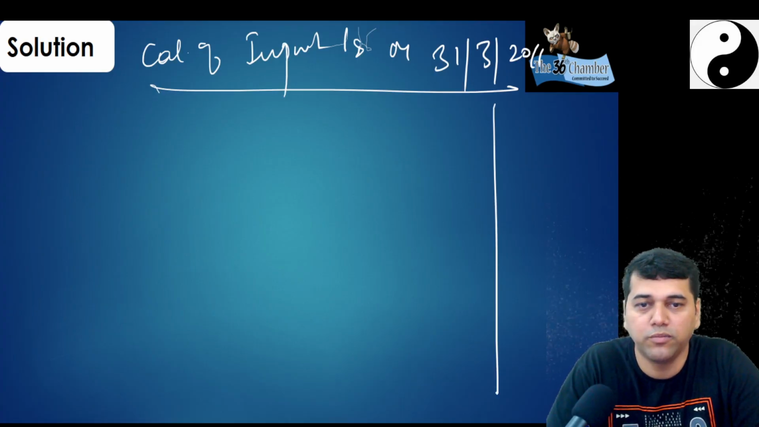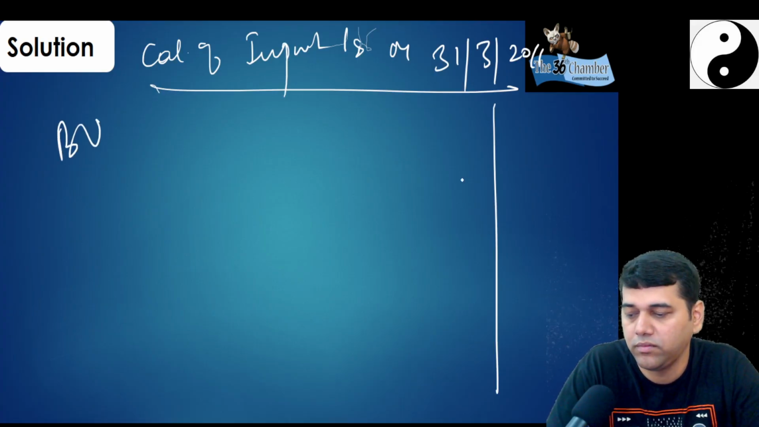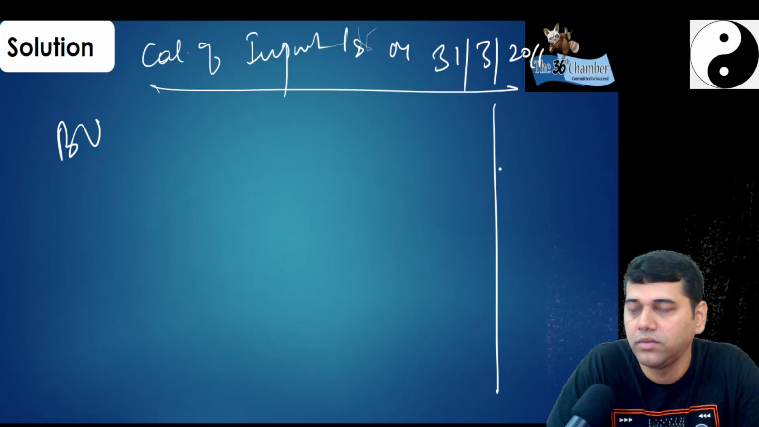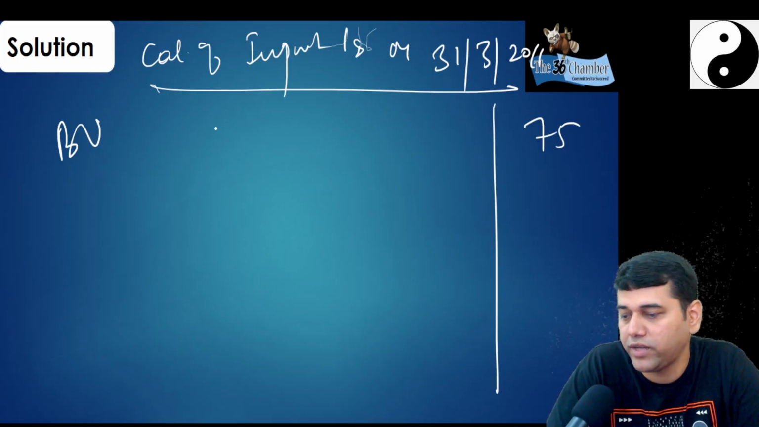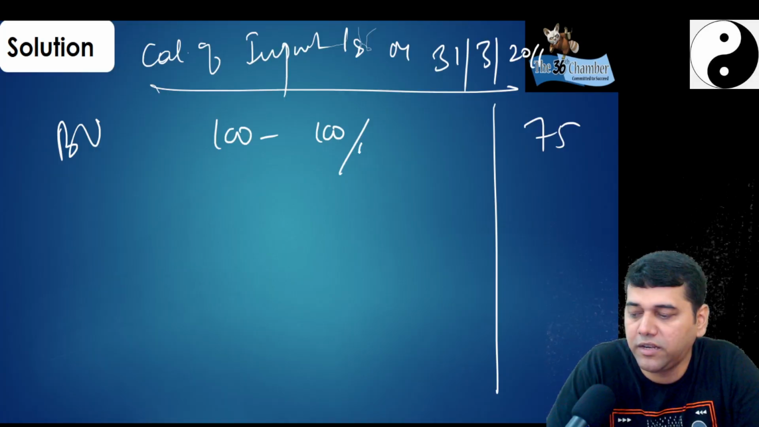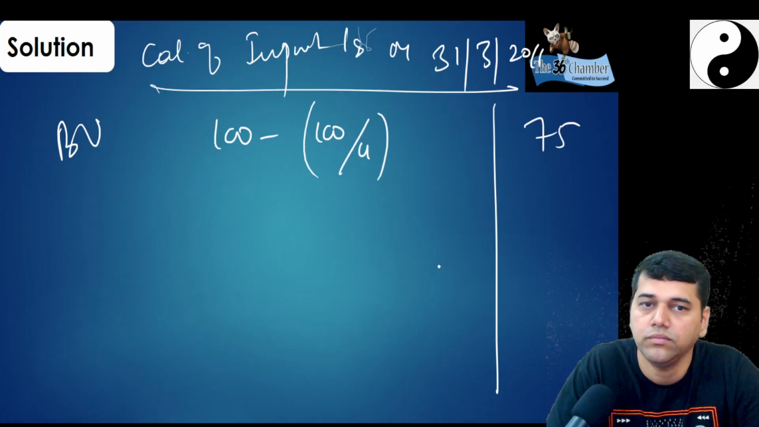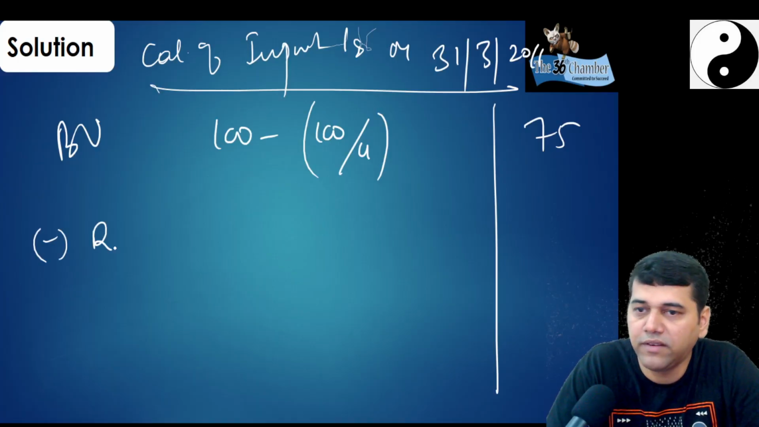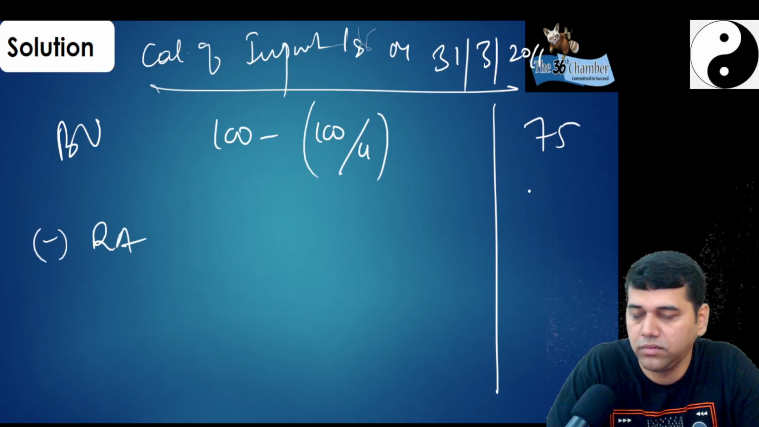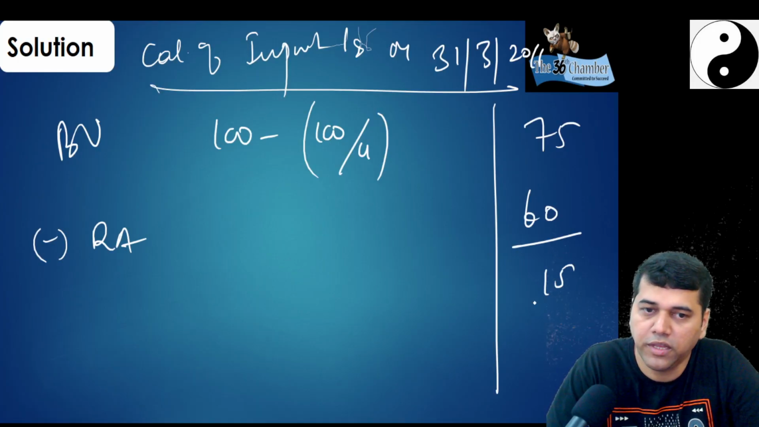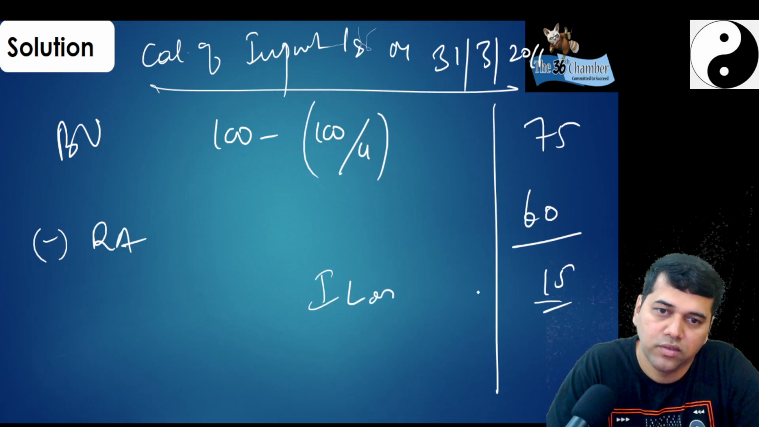Okay, first, what is my book value? 75. How did you get it? 100 minus 100 by 4. Less recoverable amount 60. So you have got an impairment loss of 15.